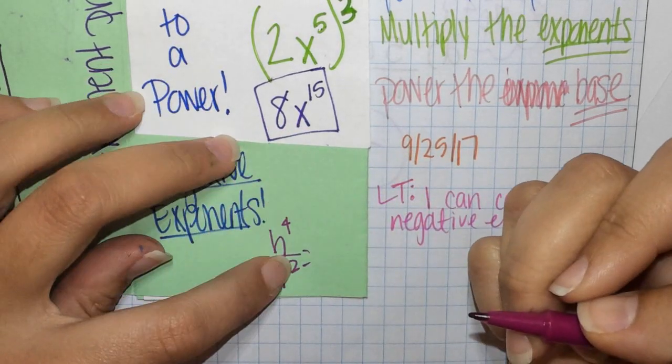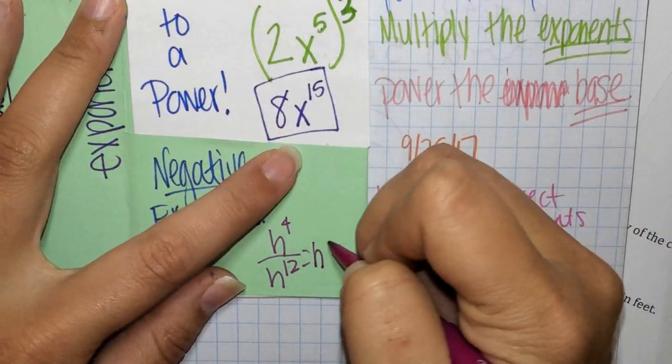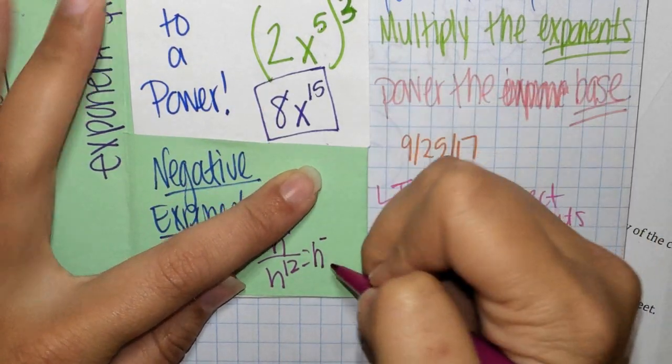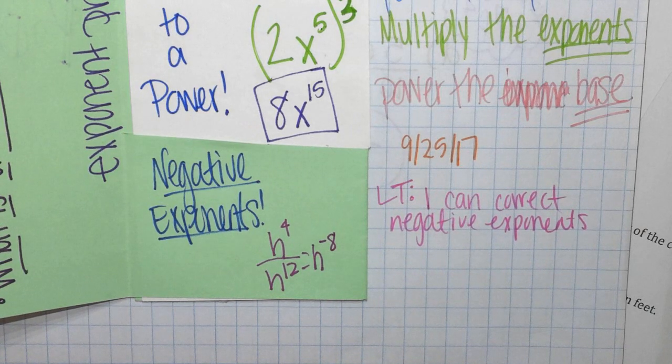All right, what's 4 minus 12? Negative 8. Good. Now, you cannot have negative numbers in your exponents.